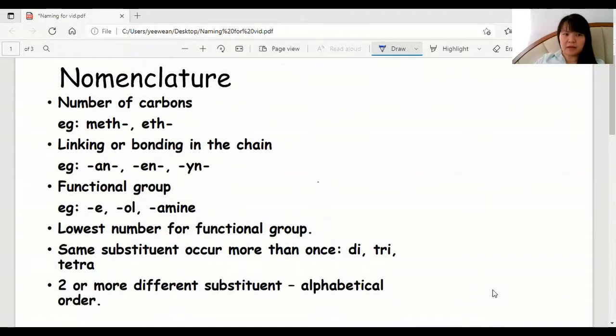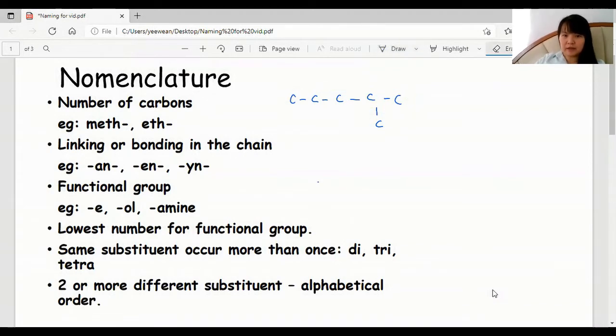This video is on naming organic compounds, or the nomenclature. So first step to name organic compounds, we must look for the longest continuous carbon chain. If we have something like this, the longest carbon chain here would be 5. If we were to go the other way, it's still 5.